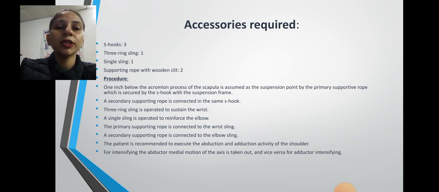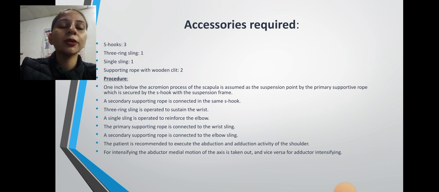Procedure: 1 inch below the acromion process of the scapula is assumed as the suspension point by the primary supporting rope, which is secured by the S hook with the suspension frame. A secondary supporting rope is connected to the same S hook. A 3 ring sling is used to sustain the wrist. A single sling is used to reinforce the elbow. The primary supporting rope is connected to the wrist sling. A secondary supporting rope is connected to the elbow sling.